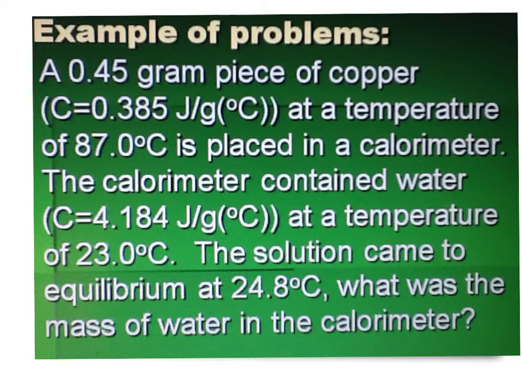So in this problem, we read that they give us the mass of a piece of copper. They give us its temperature, and that it's going to be placed in a calorimeter. Then it tells you about the water in the calorimeter, how it starts off at 23 degrees Celsius. Then they tell us the solution came to equilibrium at 24.8 degrees Celsius. So 24.8 degrees Celsius is the final temperature. But remember, it's the final temperature for both of them because they will both ultimately end up the same. And they want us to calculate what the mass of the water in the calorimeter was. So what I want you to do is pause the video and get all of your givens written out.